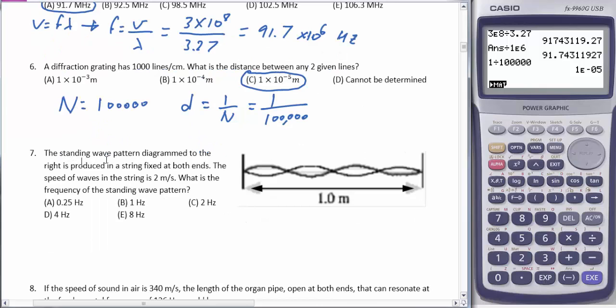The standing wave pattern diagram to the right is produced in a string fixed at both ends. The speed of the wave is 2 meters per second. What is the frequency of the standing wave?